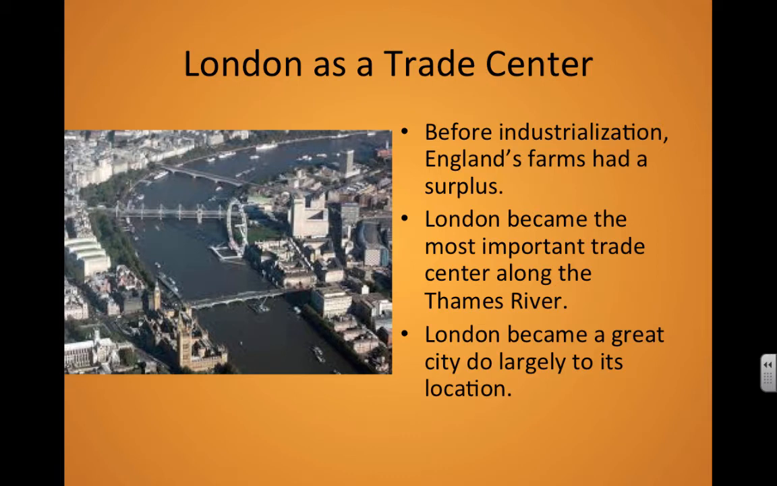Even before industrialization, England's farms produced surplus goods for export. Trade within England and with other European nations fostered the growth of cities along rivers and the coast, and of these, London was the most important. Why did London, with its inland location, become one of the greatest commercial and shipping centers in the world? The answer is simple. It's one of our 5 geographic themes. It's location.